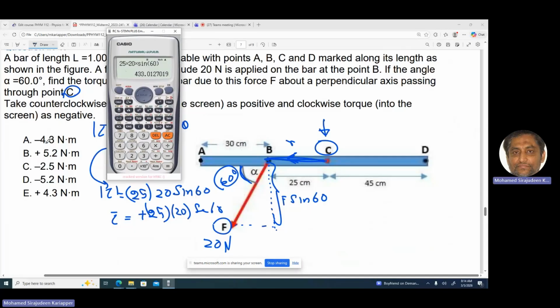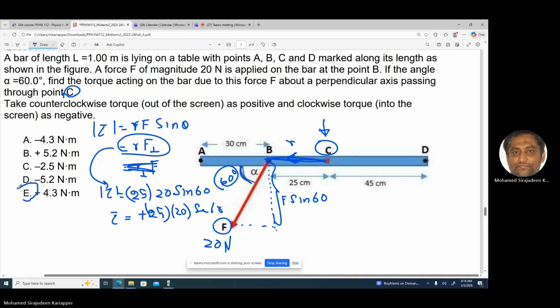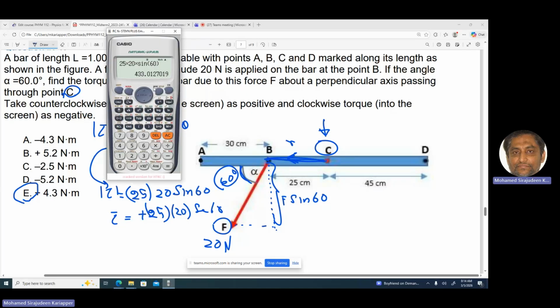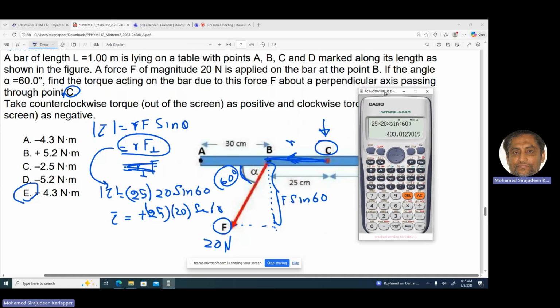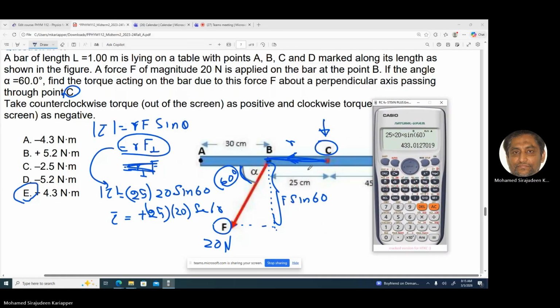You know, the answer is A, right? Why is it negative? It's about C, right? Yeah, E is the answer. It's positive 4.3. You know why I got 433? Because I did not convert the centimeter to meter. So you divide by 100, so it will become 4.33. Good. Okay, let's go to the next question.